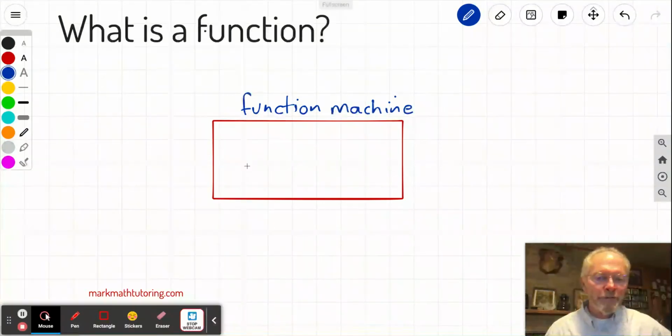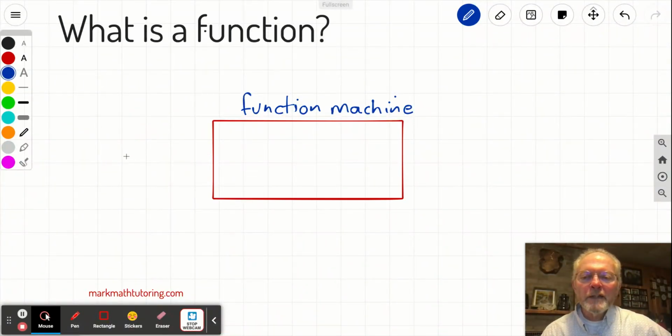particular job or function. And what it does is it takes input numbers, so we'll call these inputs, and it operates on them according to a very specific rule. So I'll write rule inside here, and then after that rule operates on the inputs, it outputs other numbers.